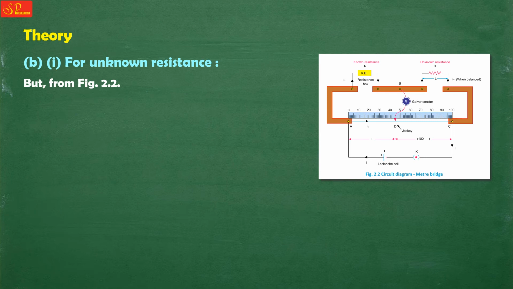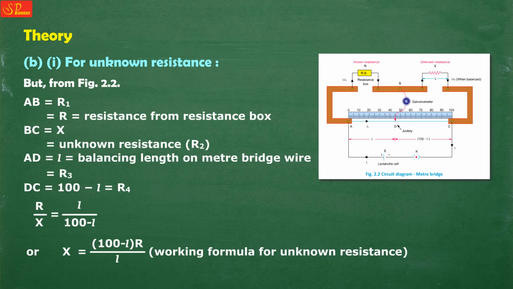But from figure 2.2, AB equals R1 equals R, the resistance from the resistance box, BC equals X, the unknown resistance R2, AD equals L, the balancing length on the meter bridge wire, equals R3, and DC equals 100 minus L equals R4. So R by X equals L by 100 minus L, or X equals (100 minus L) R by L, the working formula for unknown resistance.